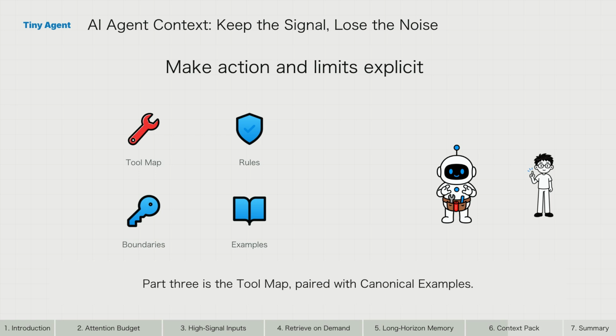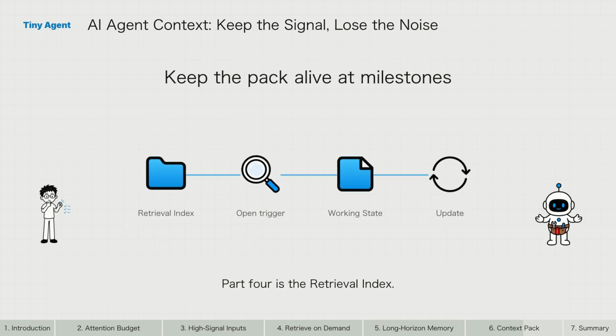Part 3 is the tool map, paired with canonical examples. For each tool, explain when to use it, what input it expects, what efficient output looks like, and which nearby tool it does not replace. Add 2 or 3 examples that show the main pattern and an important boundary. Part 4 is the retrieval index. Store lightweight handles to source material with a short purpose label and a trigger for opening it. The agent should know both where the evidence lives and when the evidence becomes necessary.